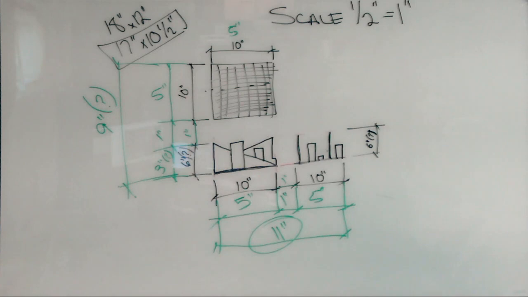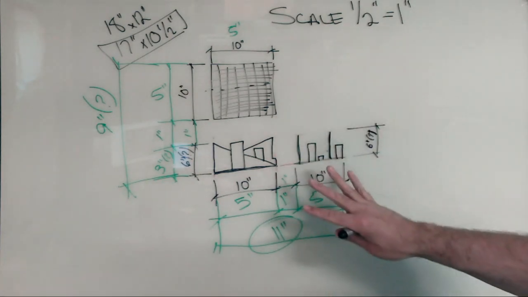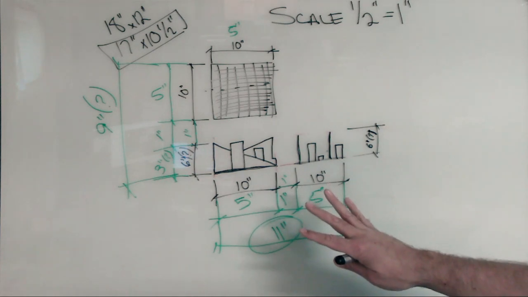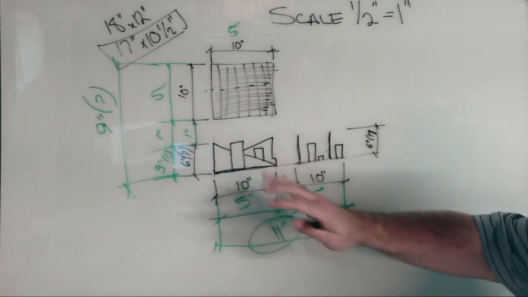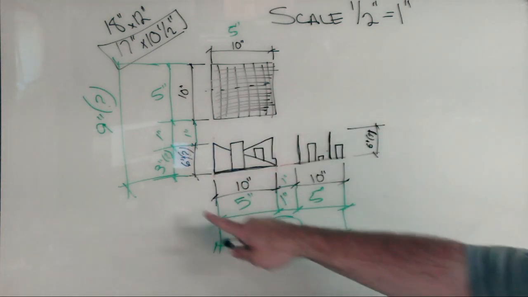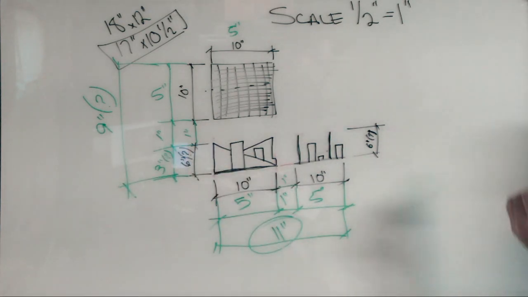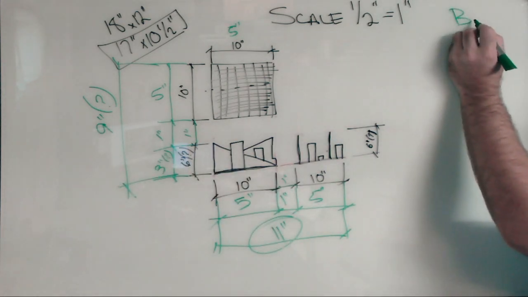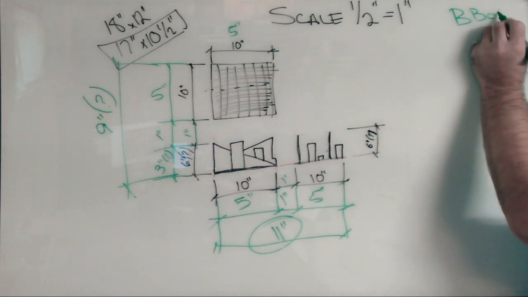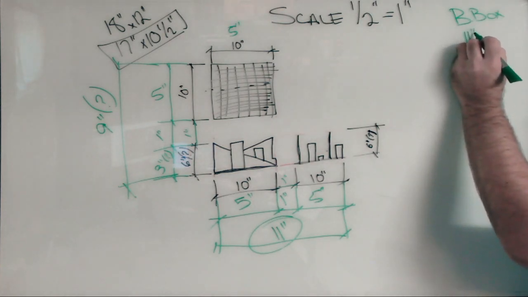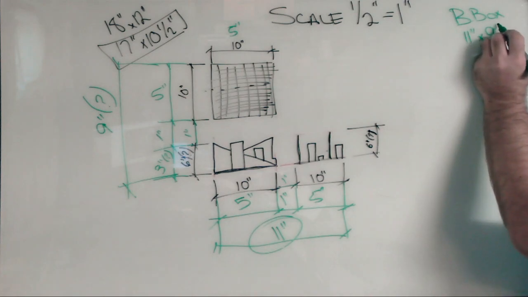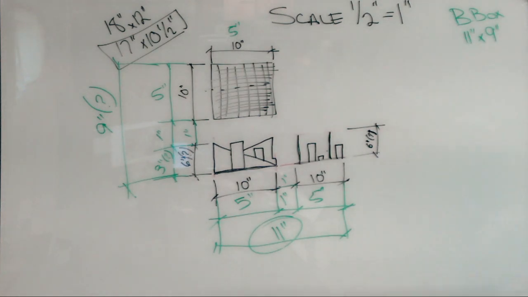So after all of that, what I've basically concluded is I know my bounding box. We did all of this work to literally find 11 by 9. So I'm going to just take note. My bounding box now is 11 inches by 9 inches wide.